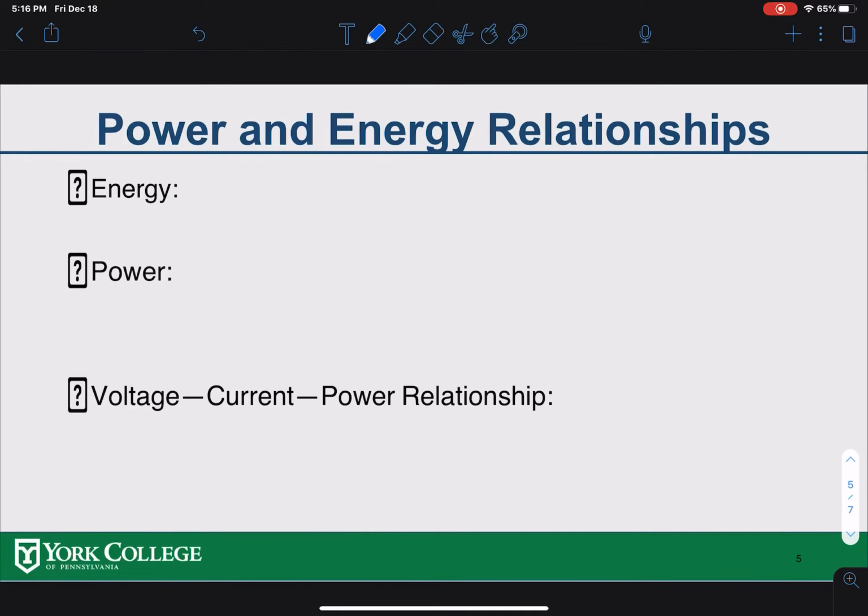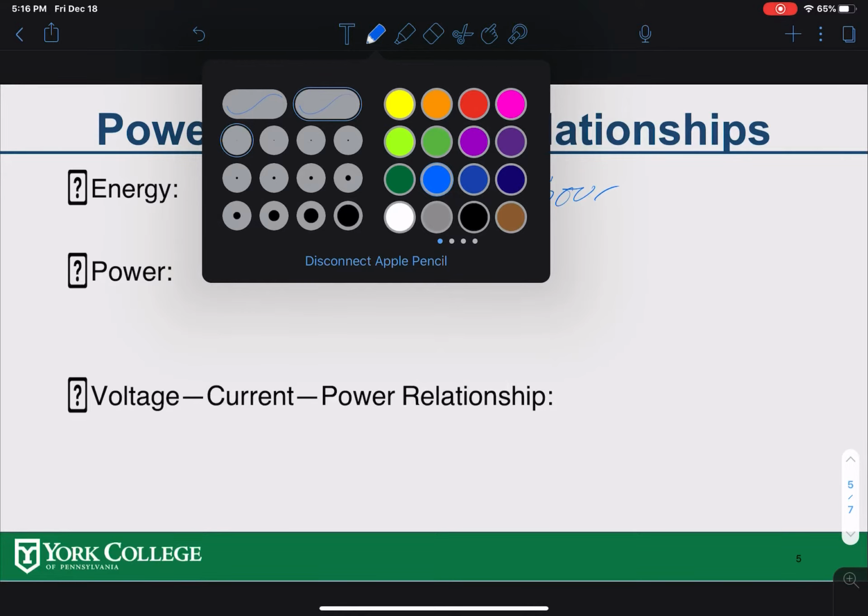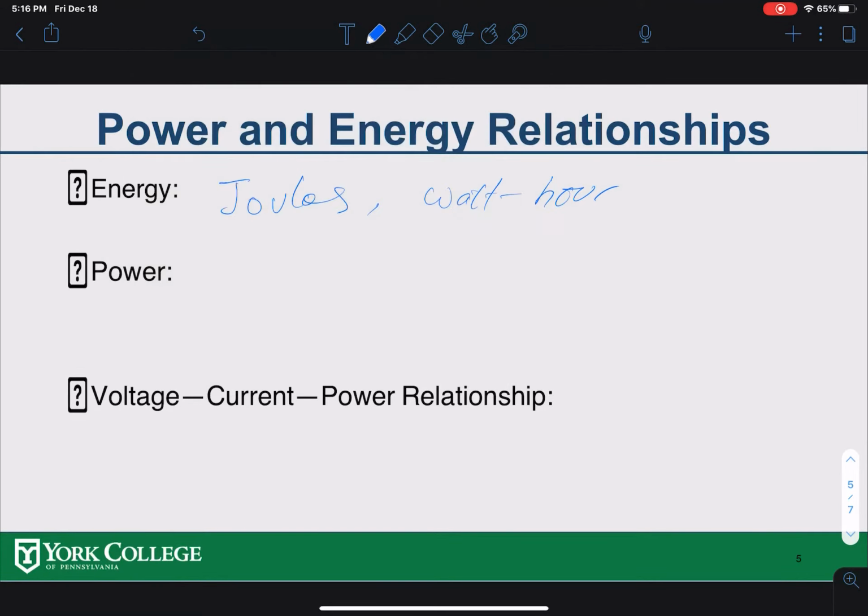So energy is the ability to do work. The unit for energy, we have joules, and we also can have watt hour. Both are units for energy.